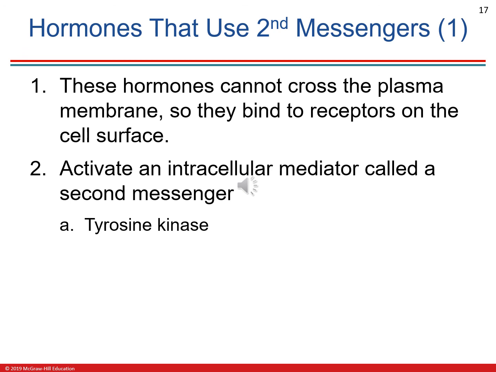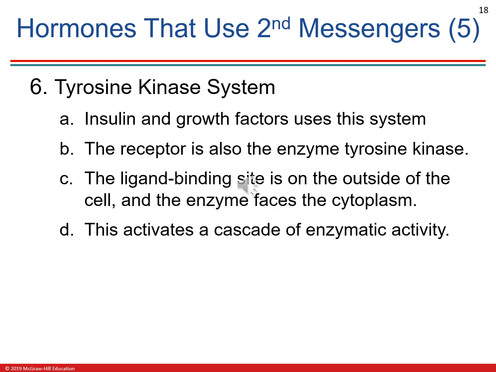And another important characteristic of this tyrosine kinase is that it's not only a receptor, it's a carrier, but also a combination. It's not a pure protein, but a combination. Externally to the cell membrane it is a protein, and internally of the cell membrane it is an enzyme. This is called the tyrosine kinase system. Insulin and growth factors use this system. The receptor is also the enzyme tyrosine kinase, but the tyrosine kinase used by insulin is slightly different from the one used by growth factors.